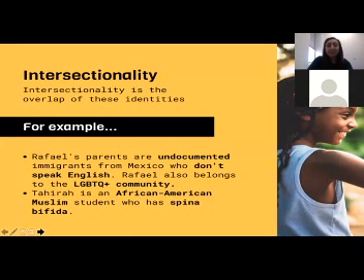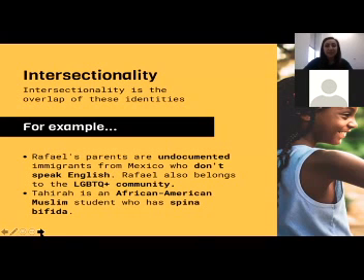All right, our next term is intersectionality. Intersectionality is the overlap of identities. So for example, we have Rafael, whose parents are undocumented immigrants from Mexico who don't speak English. And Rafael also belongs to the LGBTQ community. Another student, Tahira, is an African-American Muslim student who has spina bifida. So each of these identities combine and they influence the way that our students see and interact with the world.